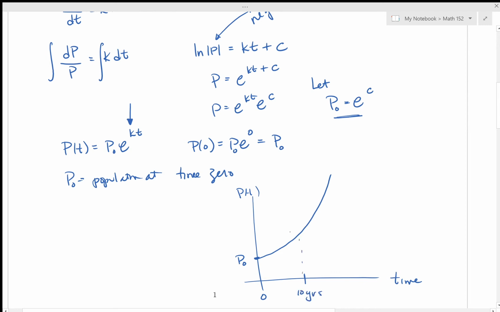Then we could go up here like that, and we would say, okay, 10 years from now, under this model, we predict this population here. And then if 10 years goes by and we don't have that population, then we adjust our model, try to take into account all that we know. Okay, that's the exponential growth model.